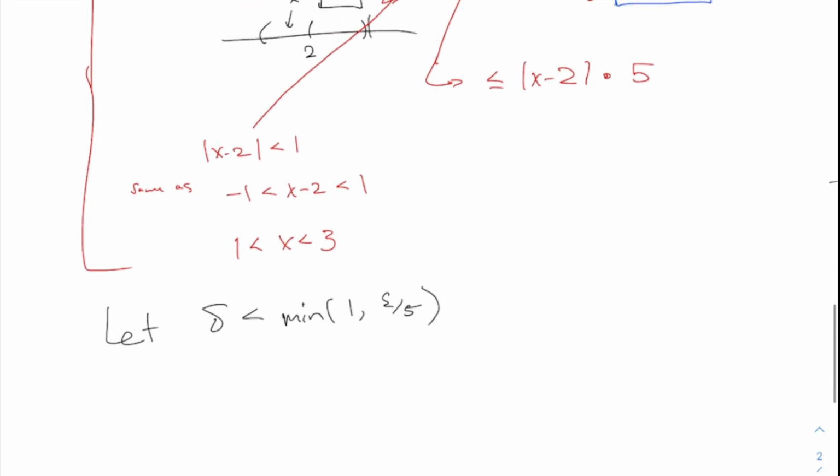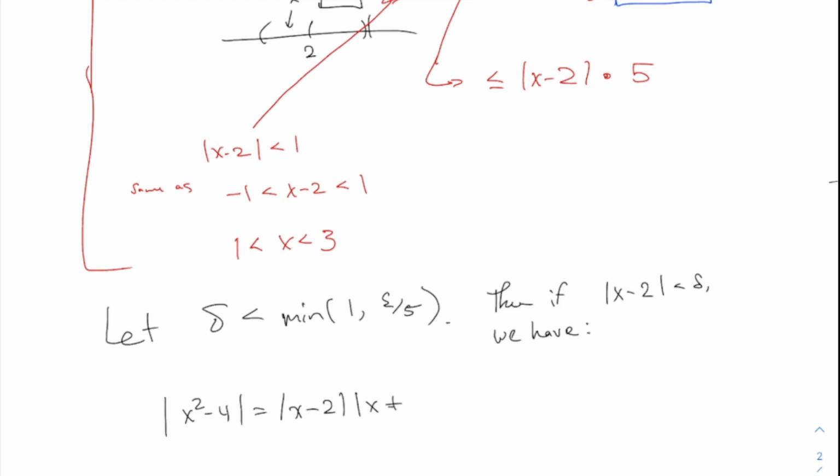Yeah, great. And then I can just say, then if absolute value of x minus 2 is less than delta, we have absolute value of x squared minus 4. Of course, this equals absolute value of x minus 2 times x plus 2. And that is less than or equal to epsilon over 5 times 5, which is epsilon. All right, that's how it's done.